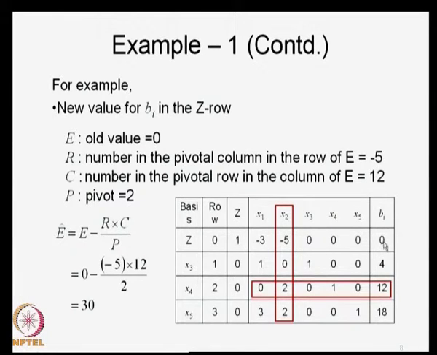For this 0, you identify the row. In that row, the element associated with the pivotal column is minus 5, and the element associated with the pivotal row in that column is 12. So, this will be 0, the old number, minus 5 into 12 divided by 2. This 2 is the pivot, and that will become 30. So, this number will be replaced by 30.